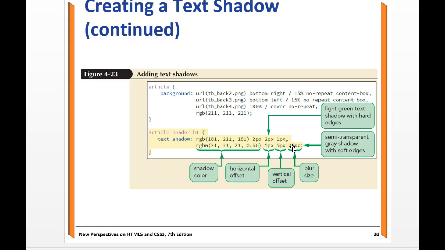You can have multiple shadows added to the text by indicating each shadow definition in a comma separated list. That's why you have one shadow here, a comma, and another shadow. You can just use the comma and have multiple shadow definitions showing up there.